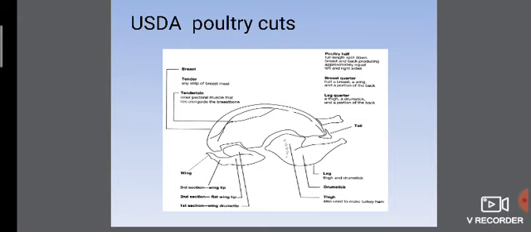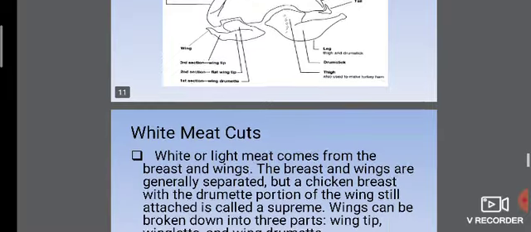And poultry half consists of a full length split down the breast and back, producing approximately equal left and right sides. Then breast quarter: half a breast, a wing, and a portion of the back. Leg quarter consists of a thigh, drumstick, and a portion of the back.